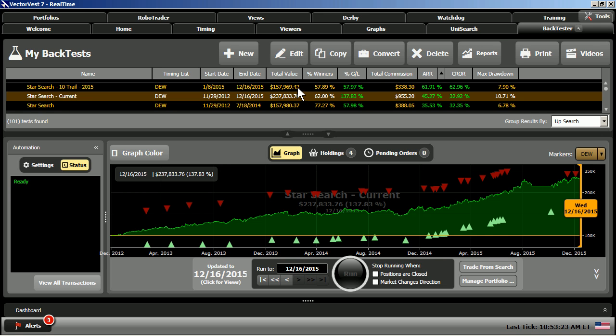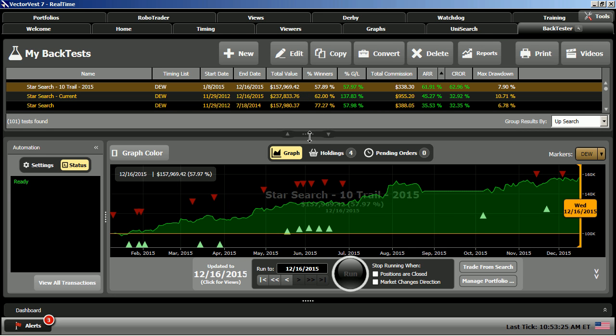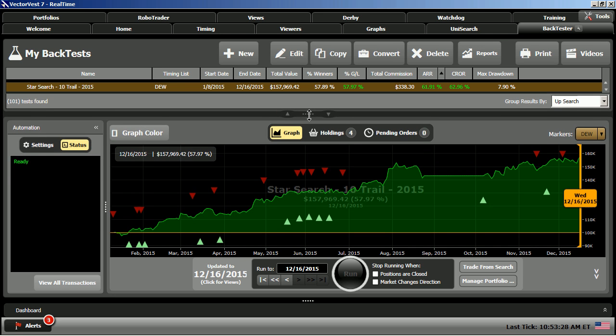Now, if you take a look at this year, everybody can agree that this was a very difficult year in the stock market. From the first DEW up signal, January 8th of this year, to just a few days ago, we're looking at 58% winning trades. That's a 58% gain, 62% annualized, and look at that drawdown, under 8%. And over the last few months, since the beginning of October, this thing has performed very well, up almost 14% since the beginning of October.